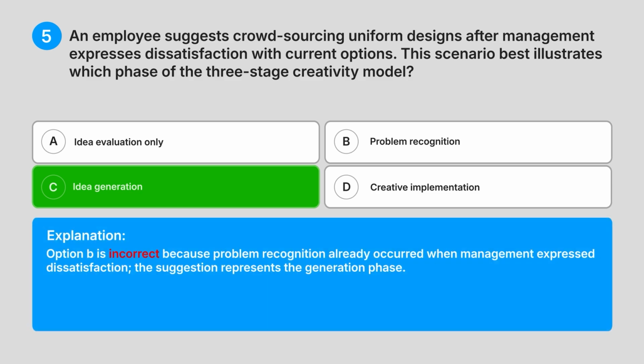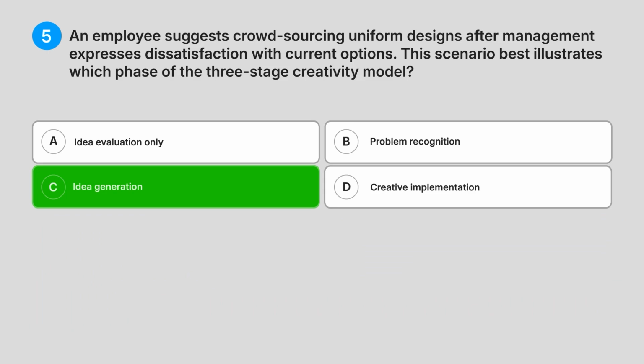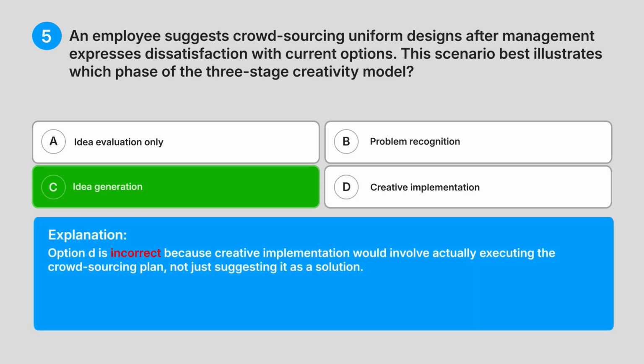Option B is incorrect because problem recognition already occurred when management expressed dissatisfaction. The suggestion represents the generation phase. Option D is incorrect because creative implementation would involve actually executing the crowdsourcing plan, not just suggesting it as a solution.